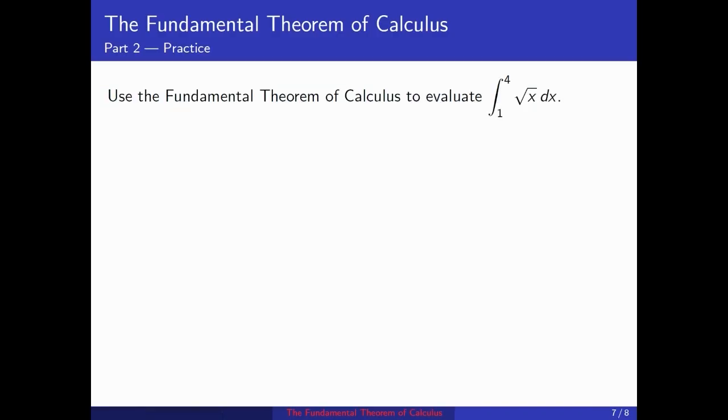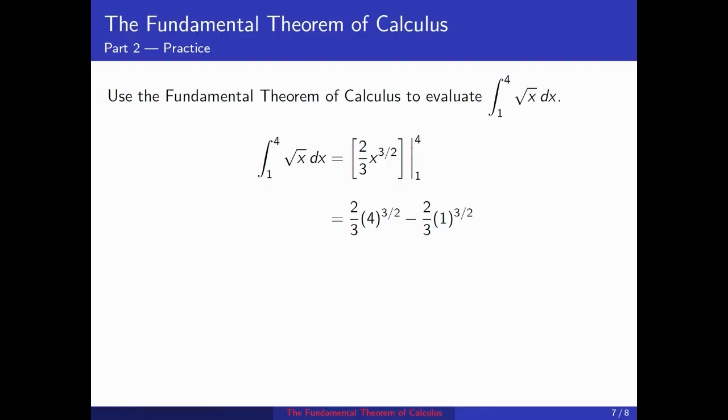Let's do a practice problem. Use the fundamental theorem of calculus to evaluate the integral from 1 to 4 of the square root of x dx. The first thing we need to do is find the antiderivative of the square root of x. This is 2/3 x to the 3/2. We will evaluate it from 1 to 4.